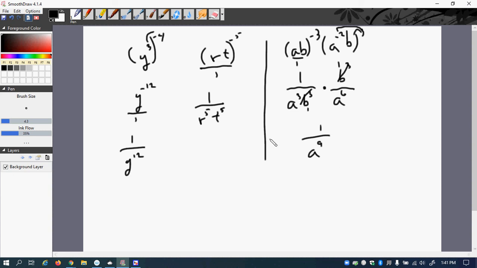You have multiple rules to think of, and now that you're looking at negative exponents, you have to start thinking about how to move them so that they're no longer negative.